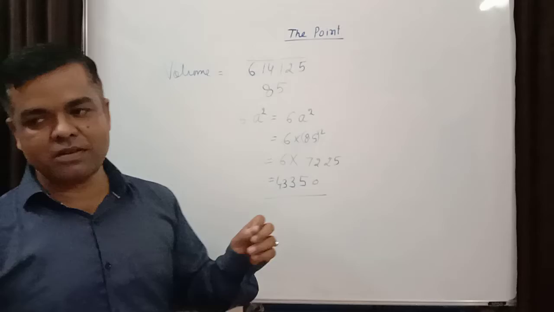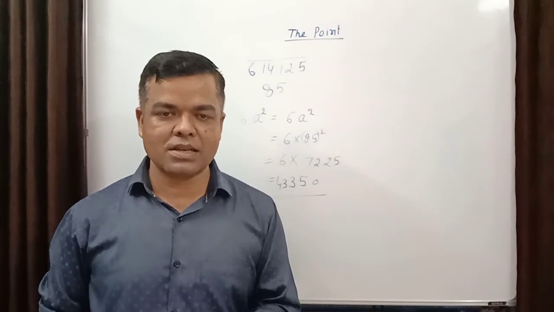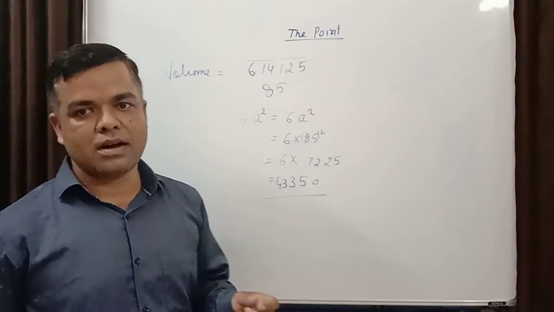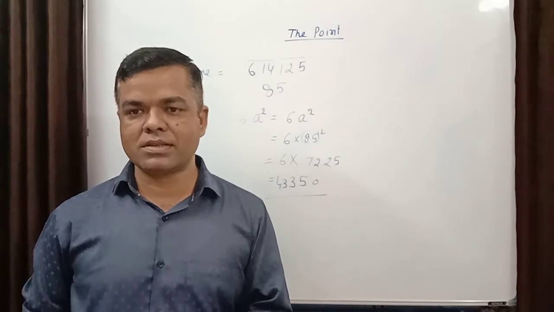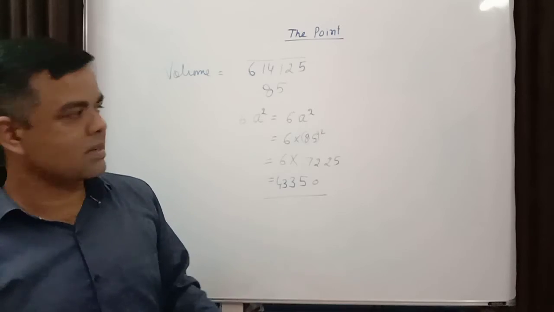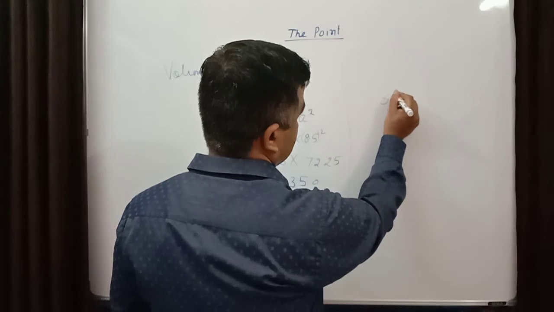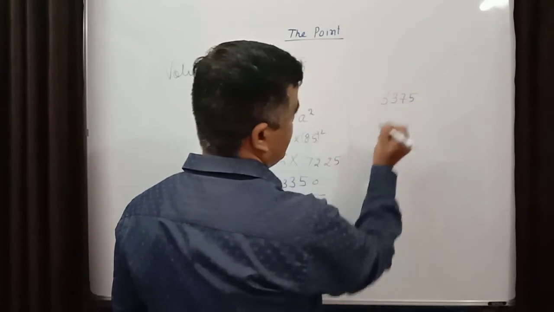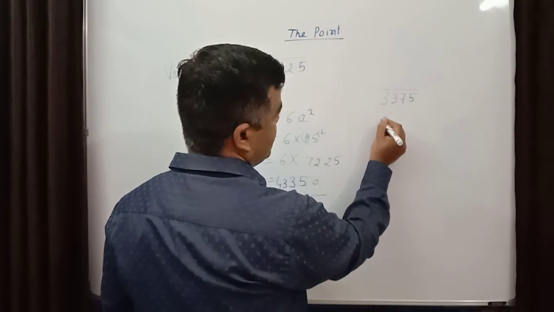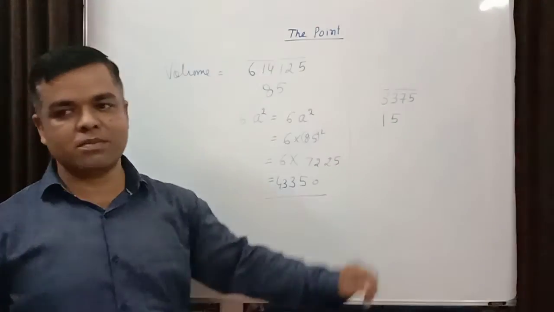Whatever is asked, only 3 formulas are there on the cube: one is the volume, one is the surface area, and one is the diagonal. The trick you already know. Cubes up to 20 and cube roots you already remember. If you don't remember, then apply the trick. Suppose this number is given and you don't remember the cube root. Easily you can find it out: here 1 will come, here 5 will come. So the cube root of this number is 15.